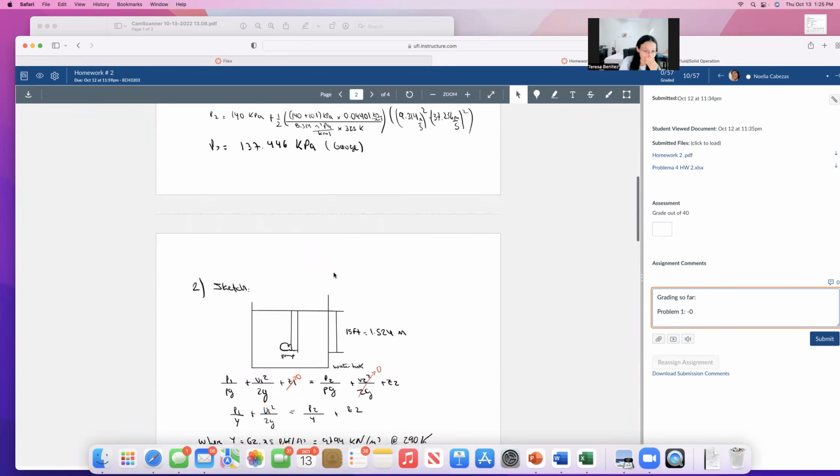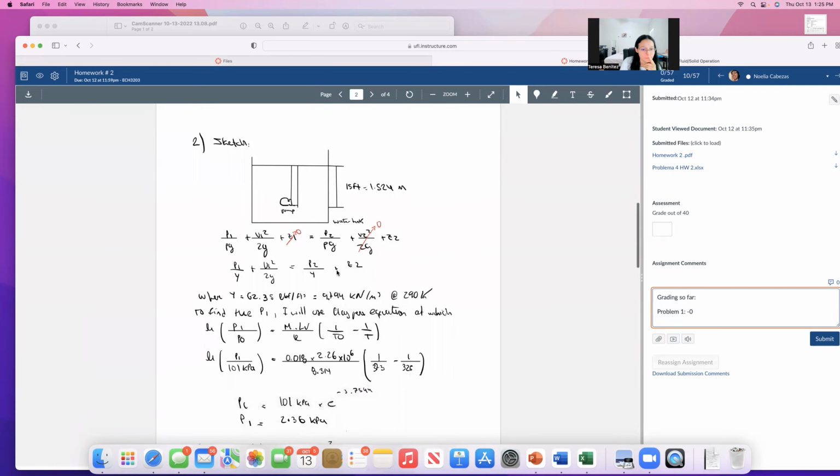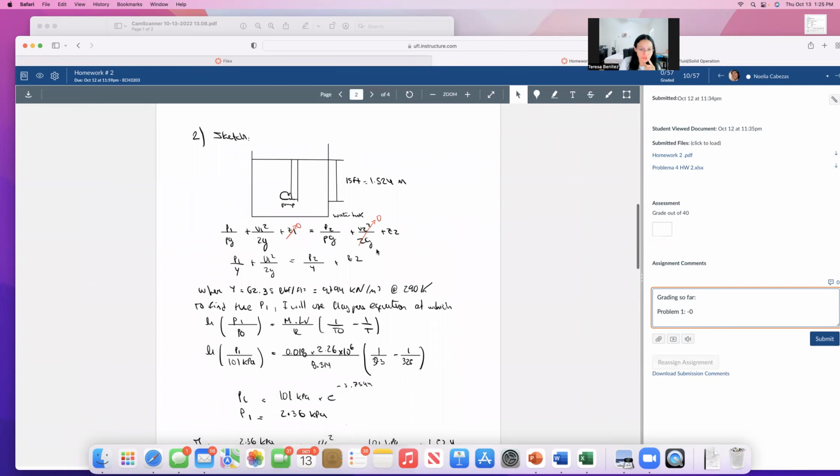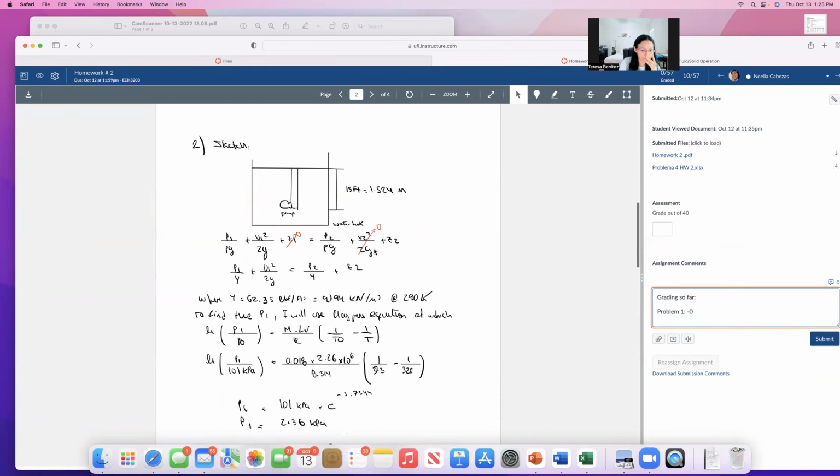Okay, so for problem number 2, we have the Bernoulli equation over here. And there's a problem almost immediately over here. Well, not necessarily. Depends on where she has 1 and 2. Okay, if I look at the solution, my dad had 1 at the top and then 2 at the bottom.